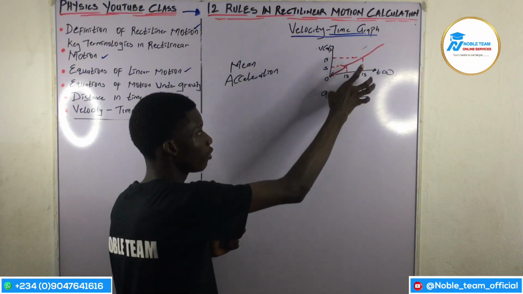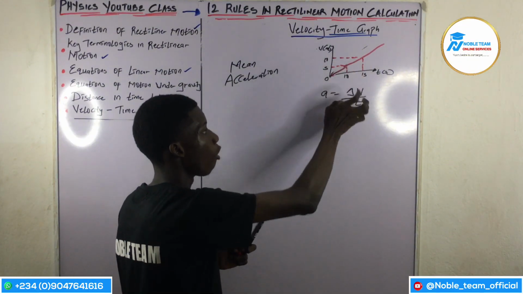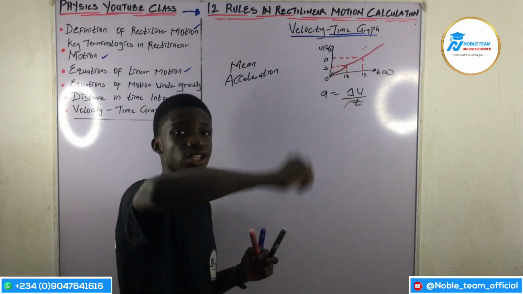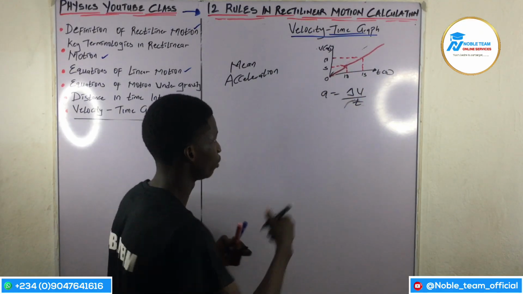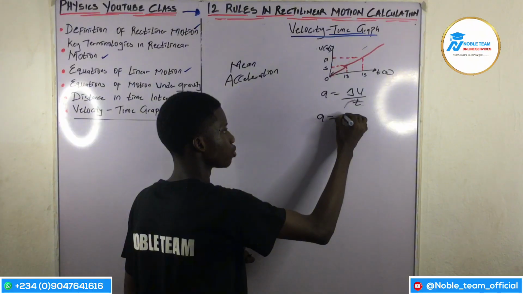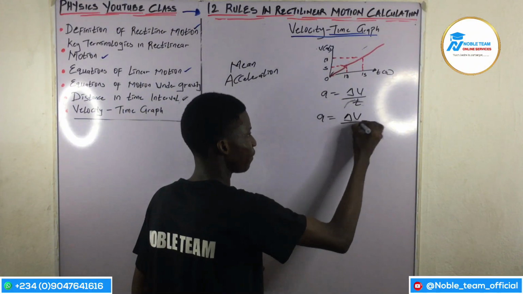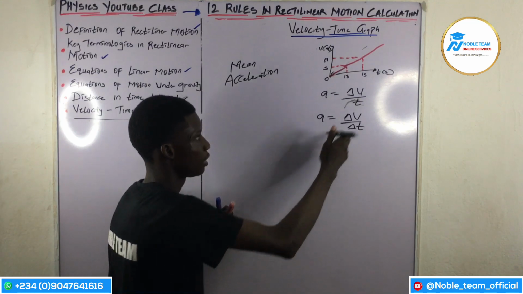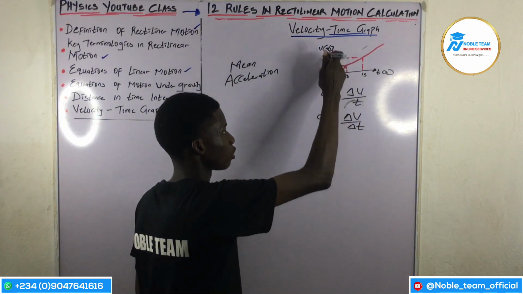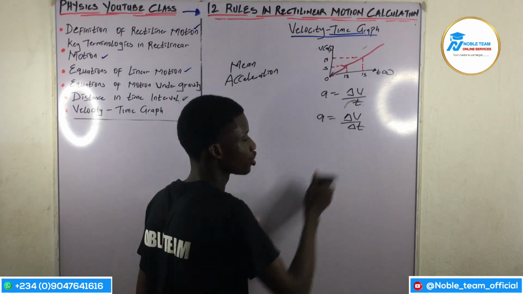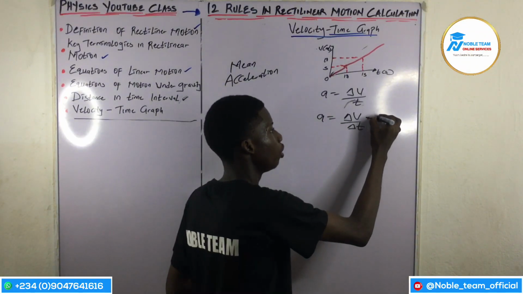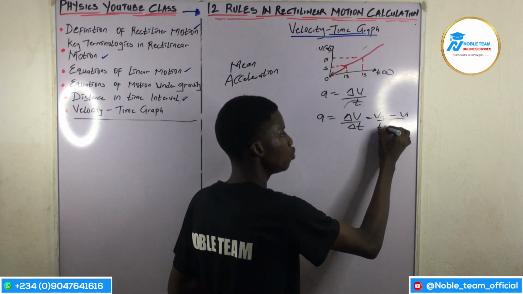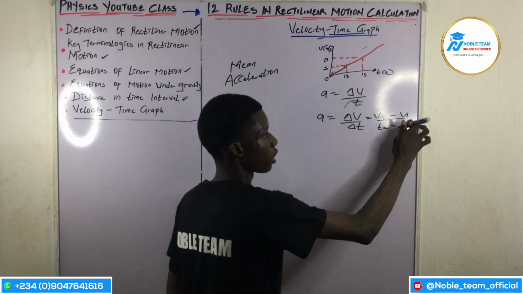Now looking forward to get the value of my acceleration in this particular graph. Remember the straight line moving here is your acceleration. Now I'm going to be using a equals change in v over change in t. Understand what I'm doing? Follow me closely. Remember this change in v is v2 minus v1, and t2 minus t1. This is what it is trying to say.